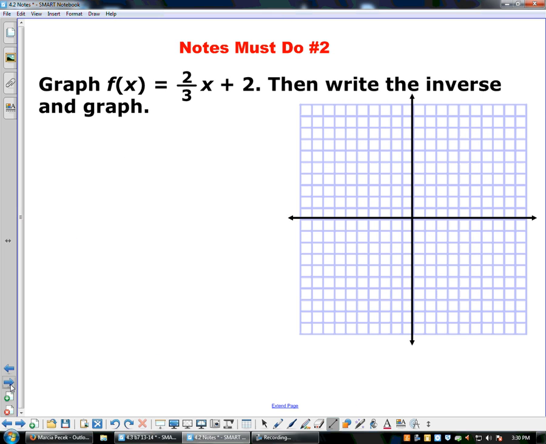In your notes you have another must-do. We'd like you to do the same thing. You're going to take the function f of x equals 2/3 x plus 2 and do the same process. So you're going to find its inverse. Start by writing y equals 2/3 x plus 2. Then you'll switch the x and y and solve for y. Once you have your inverse, graph the original, graph its inverse, and make sure they are reflections over the line y equals x.